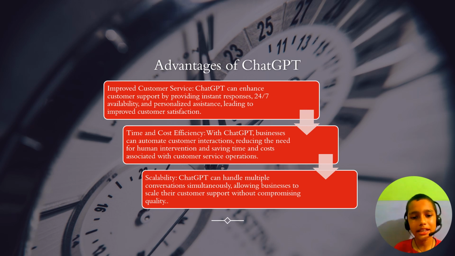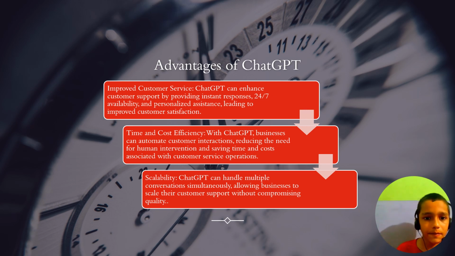Okay, so next is time and cost efficiency. ChatGPT can save time and money also. They don't always need to have a person answering customer questions, because ChatGPT can do it automatically. Just like if there are 10 customers lining up saying do it fast, do it fast, do it fast, there is a lot of pressure in our mind. What will I do? Whom should I do fast? No, no, no. Here comes ChatGPT. It saves our time. It saves our money.